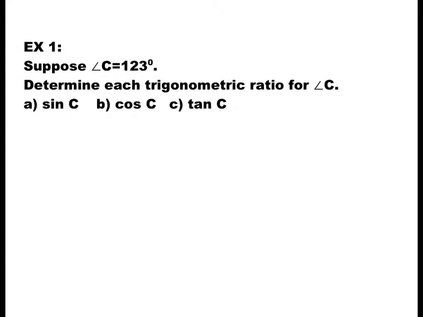So if you use your calculator, sine 123 is going to give you 0.84, which you can see is greater than 0, positive. If you use your calculator, cos 123 is going to be negative 0.54. And you can see this is negative, which is correct, because in the second quadrant cos is always negative. And if you use your calculator, tan 123 is negative 1.54, which is less than 0, which is correct, because in the second quadrant we said that X is negative, so Y over X is going to give you a negative number.